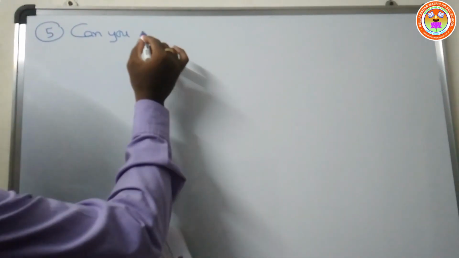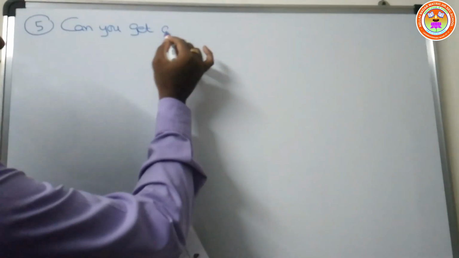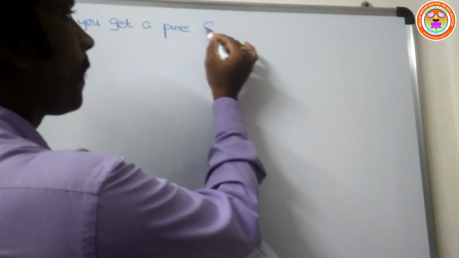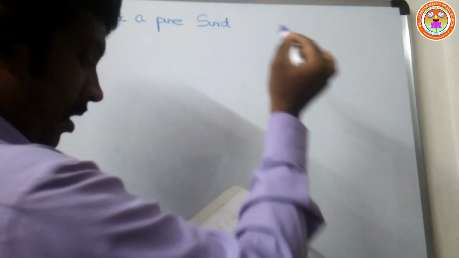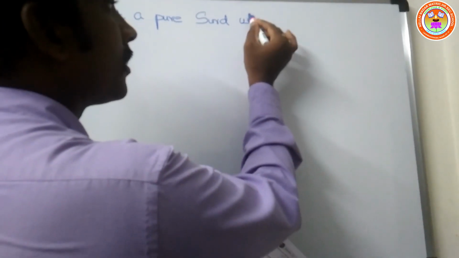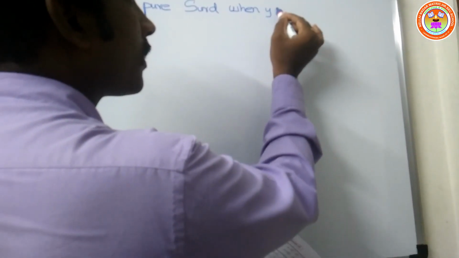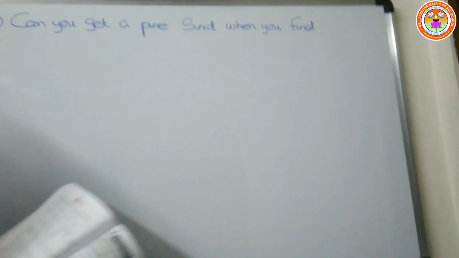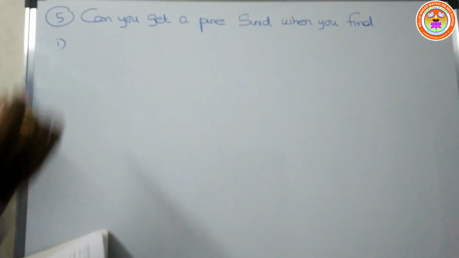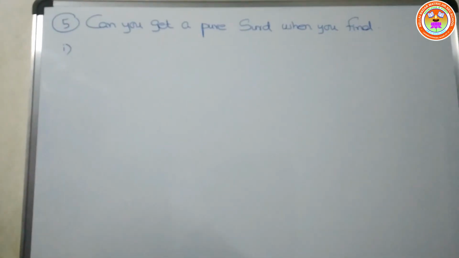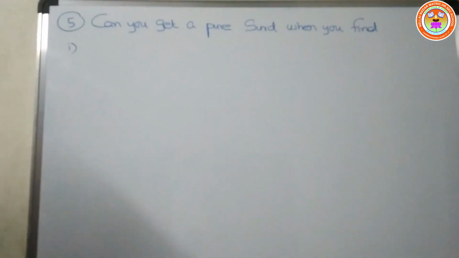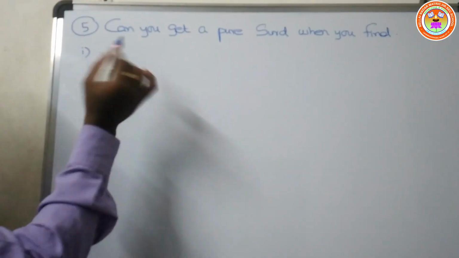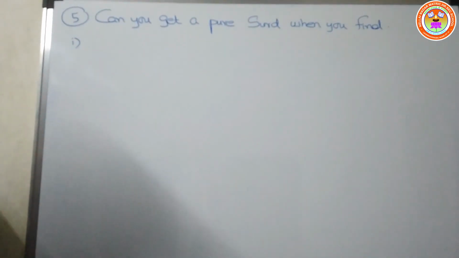Can you get a pure surd when you find? First one is the sum of two surds. You take two surds. So what are the surds you are taking now?